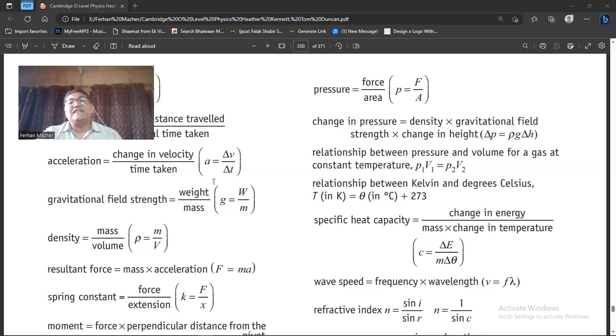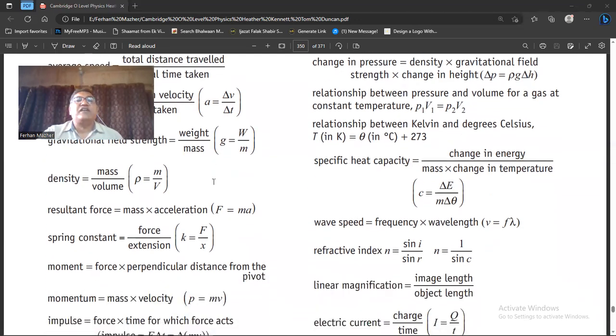Specific heat capacity is the change in energy divided by the mass divided by the change in temperature. So small c is delta E, the change in heat, divided by the mass divided by the change in temperature.